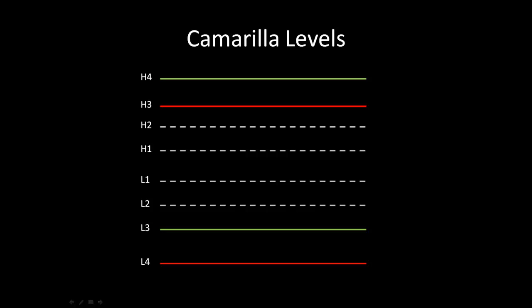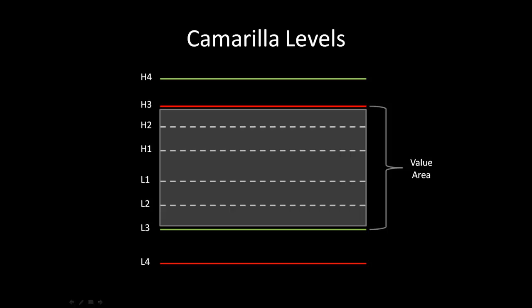So basically these are the original Camarilla indicator levels, and you'll notice that we have H levels and we have L levels. The H levels, what I like to call the high levels, are resistance levels. You've got H1, H2, H3, and H4. Then down at the bottom we have the L levels, which I like to call the low levels, and these are support levels. So what you want to look for is support at the L levels, and resistance at the H levels.